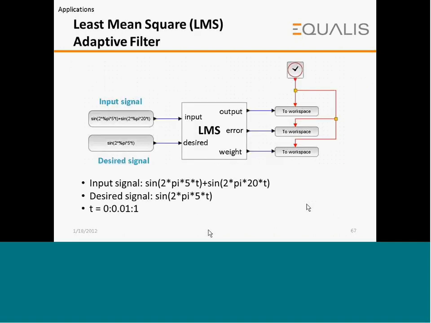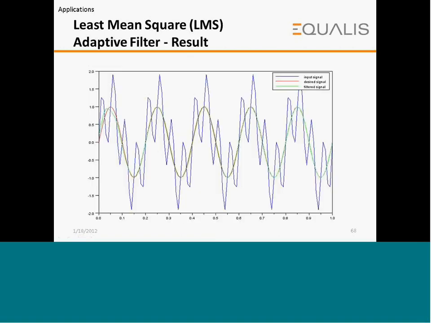LMS adaptive filter is an example of simulation in Scilab. Given the input signal and desired signal, we get the output, error, and weight. The result is shown in this graph here.